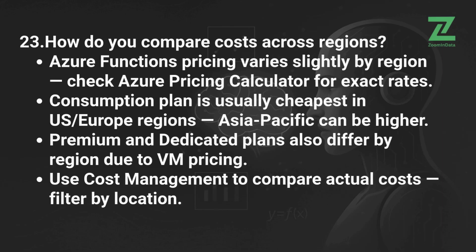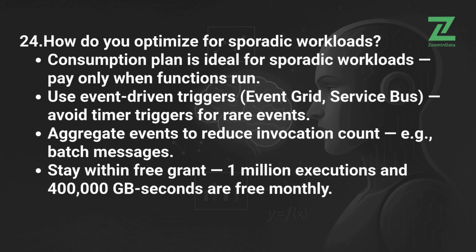Filter by location. How do you optimize for sporadic workloads? The Consumption plan is ideal for sporadic workloads. Pay only when functions run. Use event-driven triggers, Event Grid, Service Bus. Avoid timer triggers for rare events. Aggregate events to reduce invocation count, for example by batching messages. Stay within the free grant: 1 million executions and 400,000 GB-seconds are free monthly.